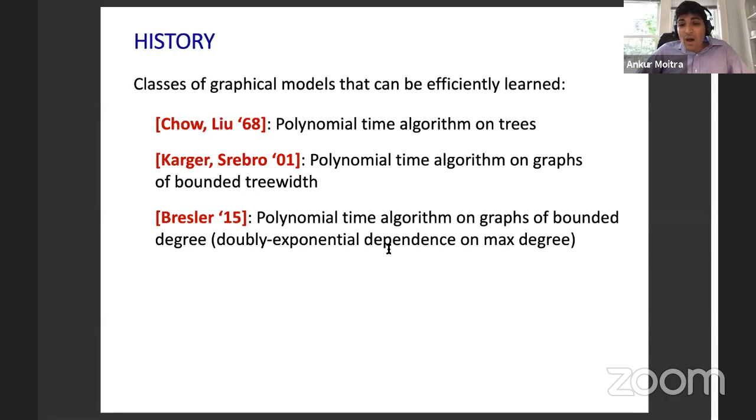So if you give me some upper bound on the degree, say every node has degree at most 10, then it'll run in polynomial time and take a polynomial number of samples, actually a logarithmic number of samples. Now the catch is that the dependence on the degree is pretty bad because it's actually doubly exponential. It's 2 to the 2 to the d.